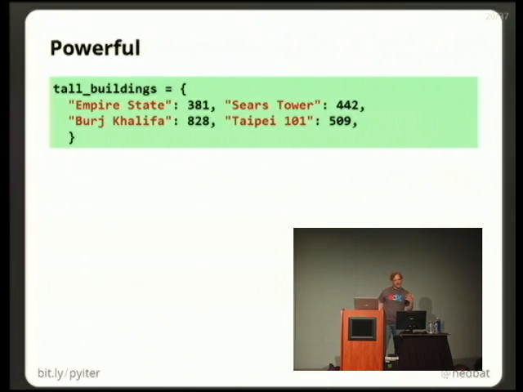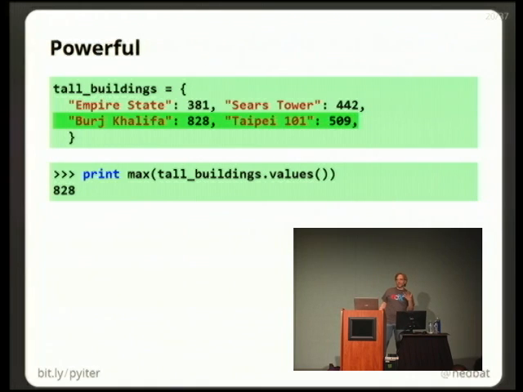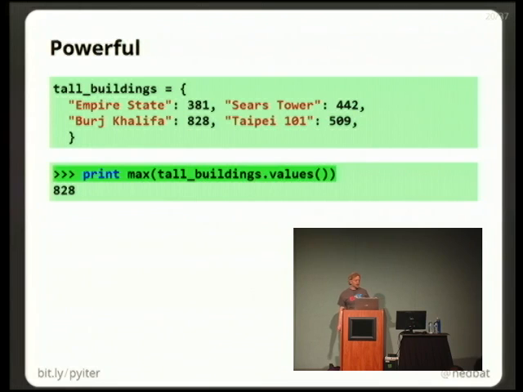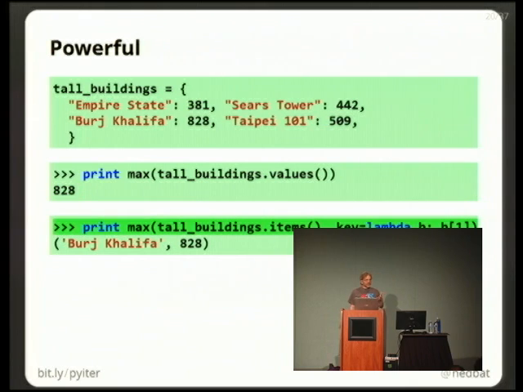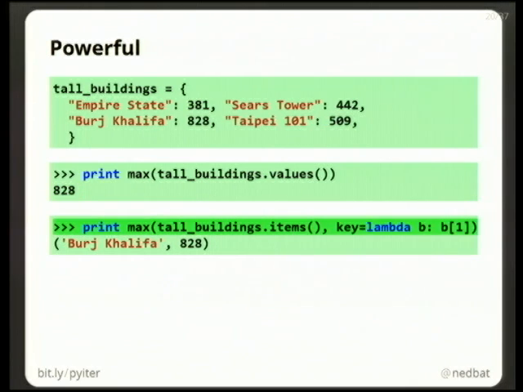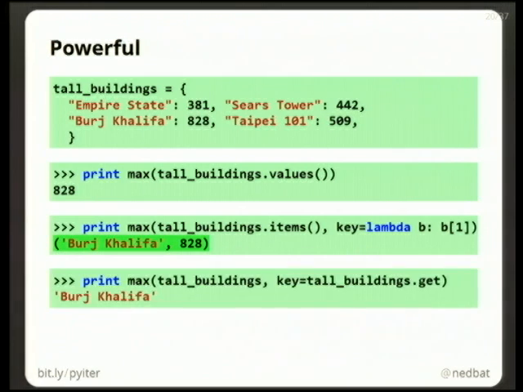Now let's say that we've built that dictionary. We've got a dictionary called tall buildings, which is all of these buildings with their heights. There's various ways that we can manipulate this. For instance, the max function can tell us what is the tallest value. We know that the tallest building is 828 meters. The max of the items, if we sort them by their second element, is the Burj Khalifa, which is 828. And if we sort the keys based on their values, then we get the Burj Khalifa out, the name.